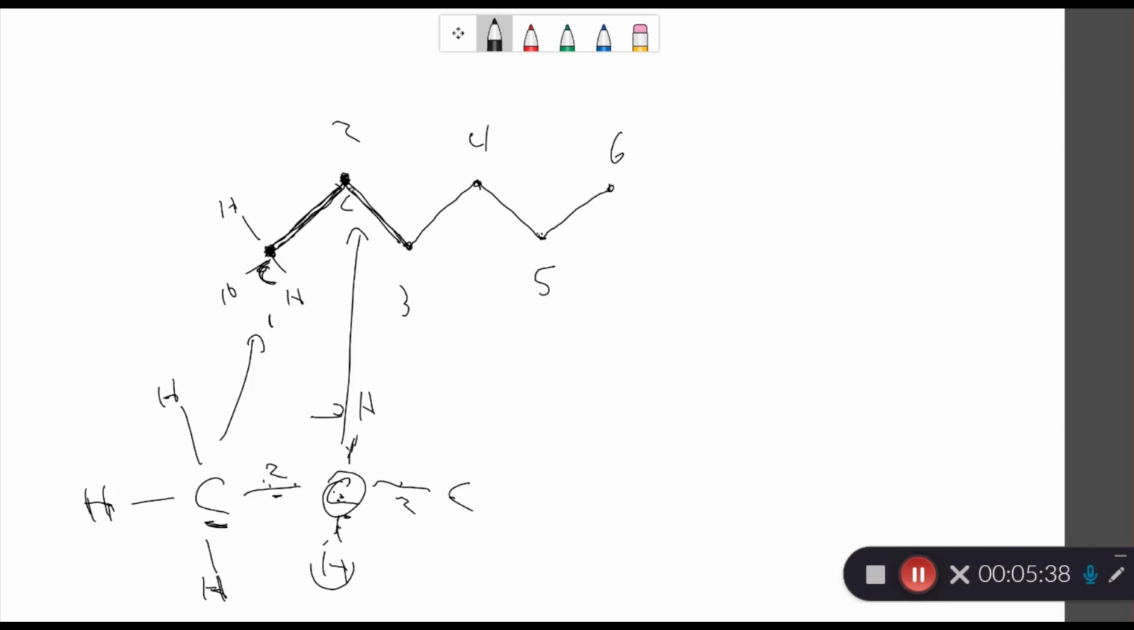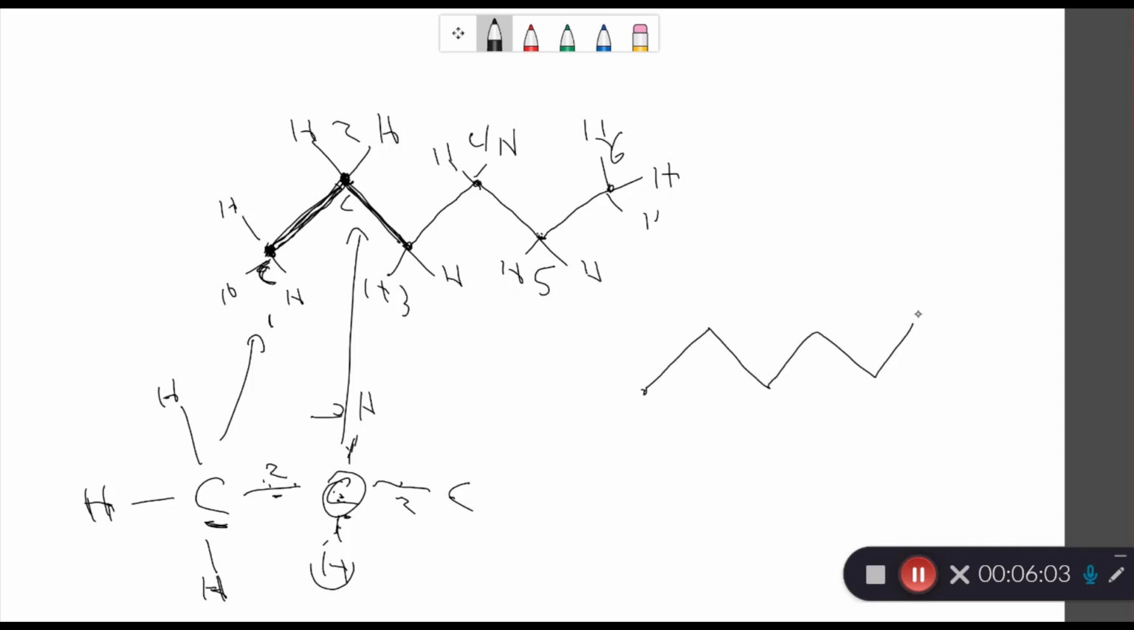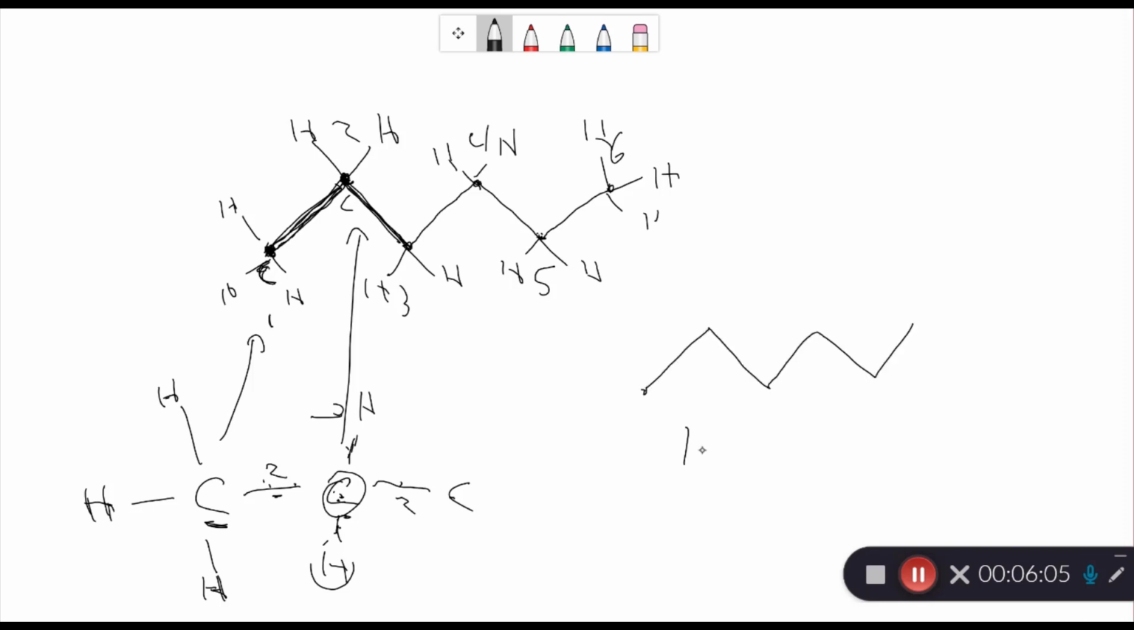I knew that this carbon had 1 carbon attached, a second carbon attached, and therefore it had to have 2 hydrogens hanging off. The same goes for this one. There's going to be 2 hydrogens implied, 2 hydrogens implied, 2 hydrogens implied, and for the last one there's going to be 3 hydrogens implied. So to redraw that again, I would just do this, 2, 3, 4, 5, 6, and that's it. This is hexane.